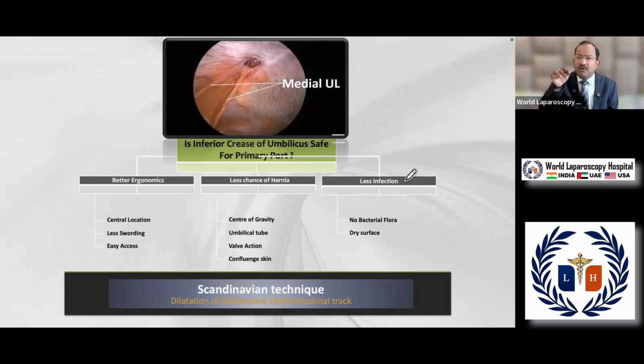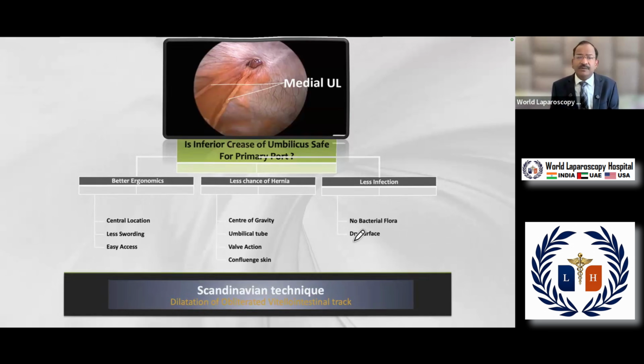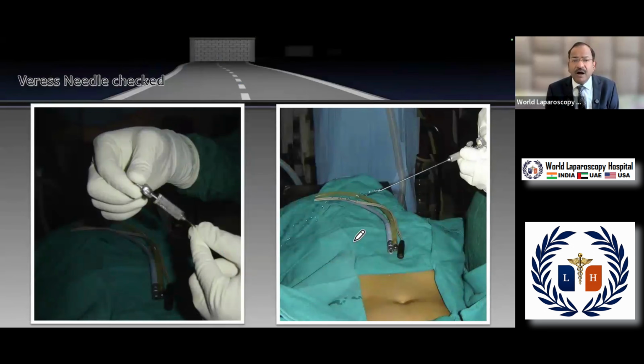So, if we go deep into the umbilicus, you have a weeping umbilicus. Weeping umbilicus means many months after surgery also, the patient will come and complain that when pressing, some fluid is coming out through the umbilicus. Because for the bacteria, the best place is warm and moist, and this base of the umbilicus is a dirty area. But inferior crease of umbilicus has no bacterial flora and it is a dry surface. So, that is why less infection. So, if you are using umbilicus, then the best place is the inferior crease of umbilicus and a smiling incision should be given. So, let us start now how to do it.